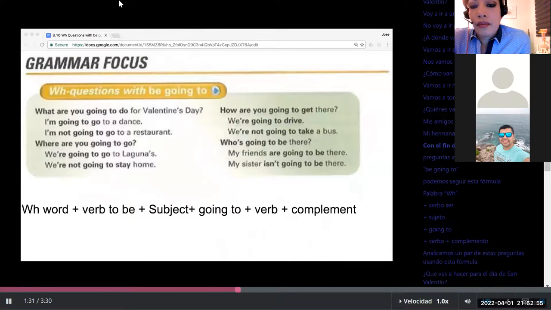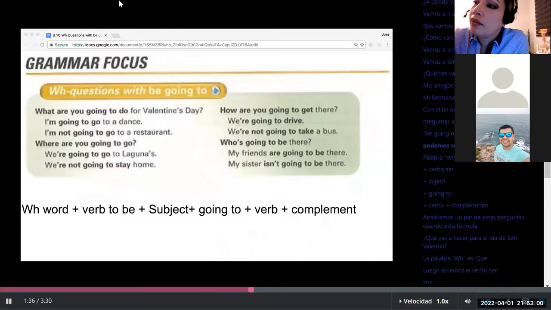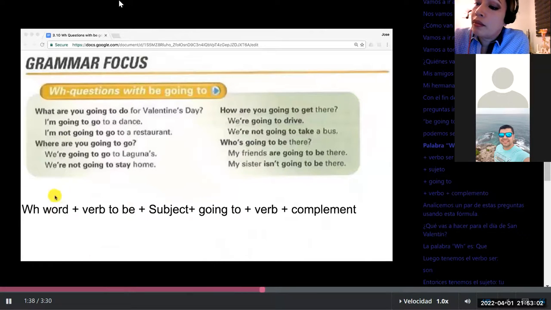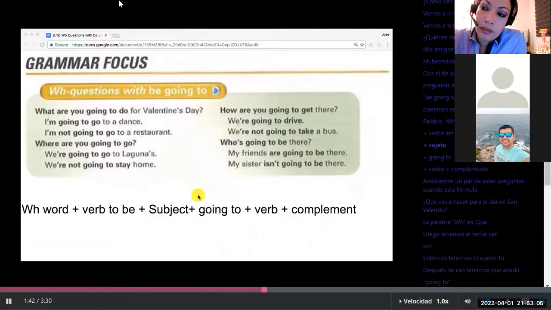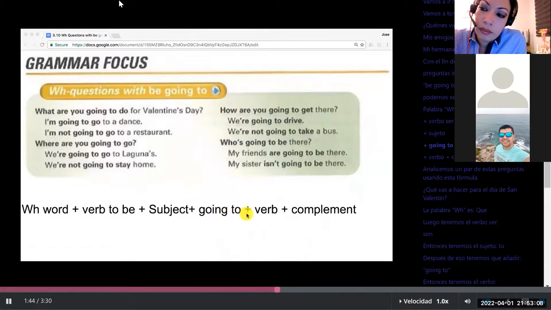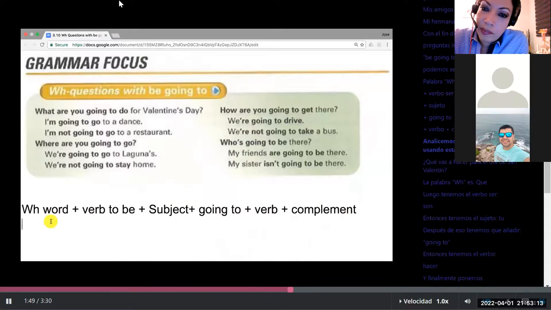In order to form WH questions with be going to, we can follow this formula. WH word plus verb to be plus the subject plus going to plus verb plus complement. Let's analyze a couple of these questions using this formula.